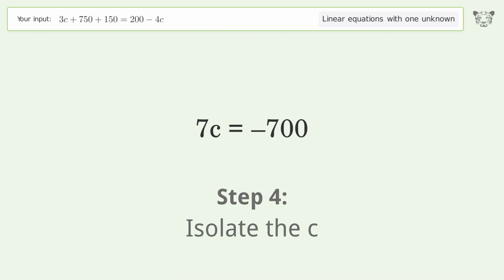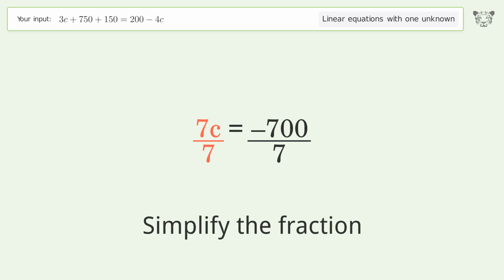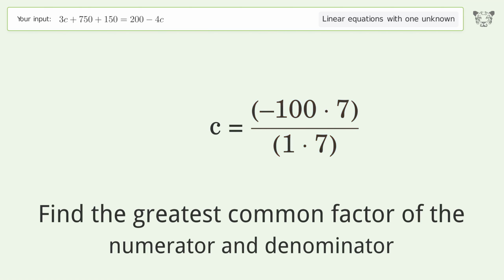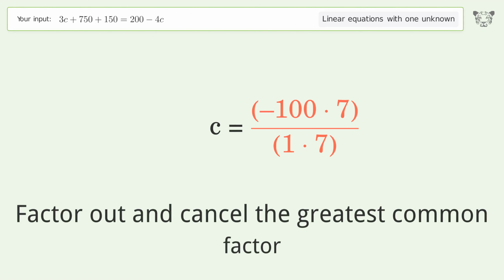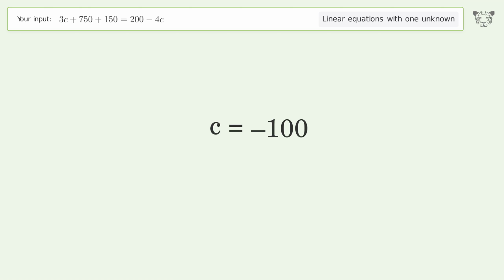Isolate the c. Divide both sides by 7. Simplify the fraction. Find the greatest common factor of the numerator and denominator. Factor out and cancel the greatest common factor. And so the final result is c equals -100.